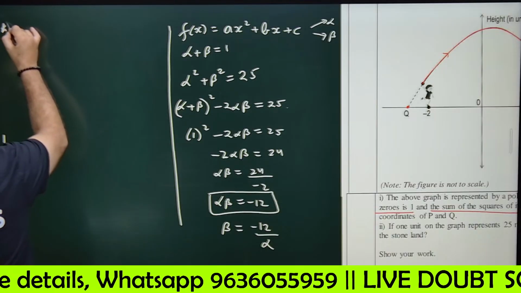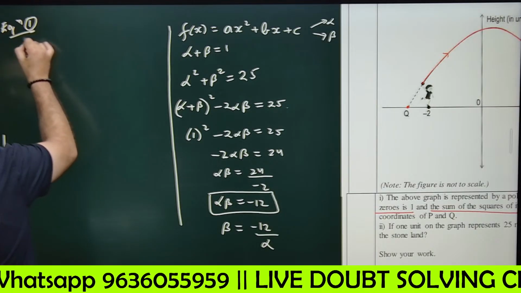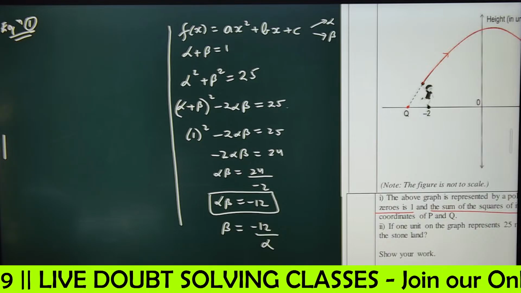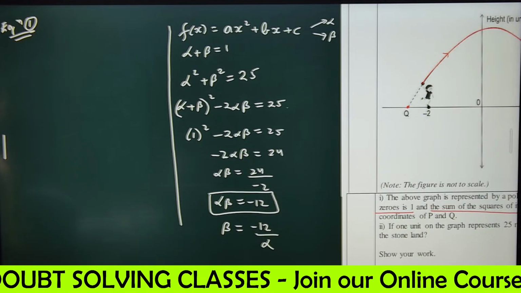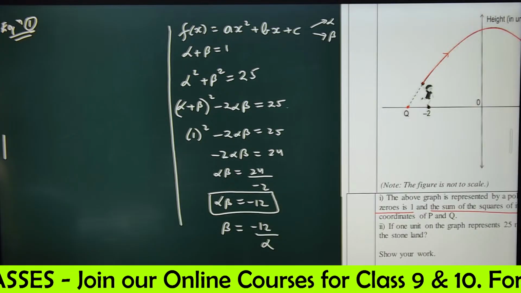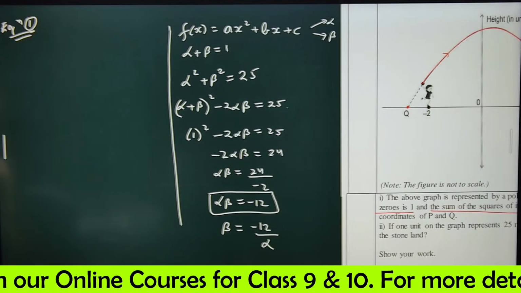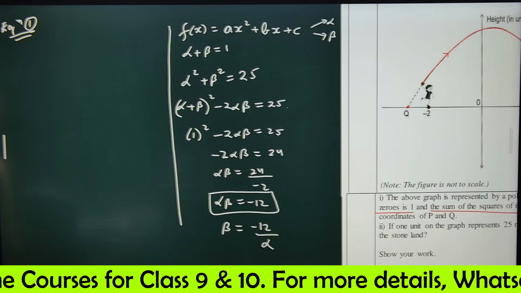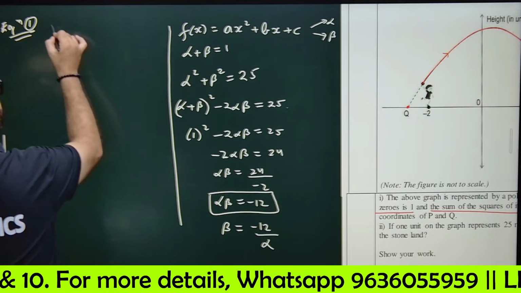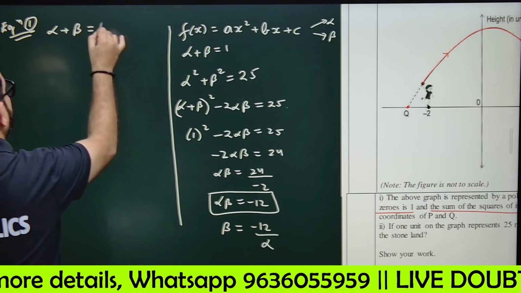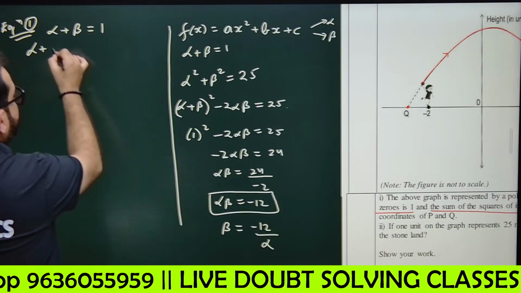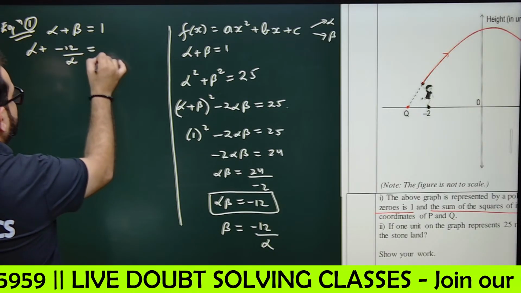Now equation 1. Equation 1 we'll use. What does equation 1 say? Alpha plus beta equals to? You just have to use that equation. Alpha plus beta equals 1. So alpha is alpha, and beta is minus 12 by alpha, and that's equal to 1.